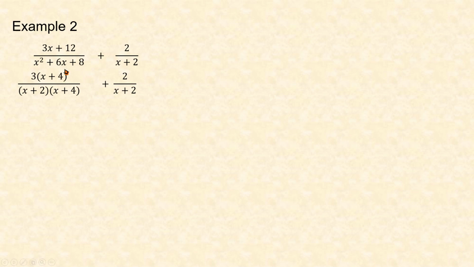Now, I'm going to try to simplify both of them as much as I could. The second one, I can't cancel anything. Remember, that 2 cannot cancel with that 2 because that 2 is stuck with this x at the bottom.